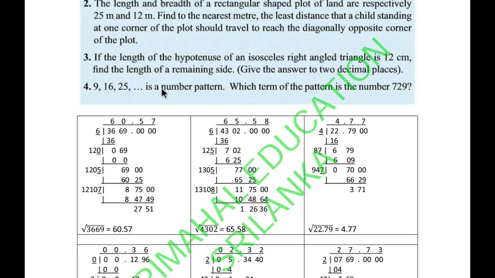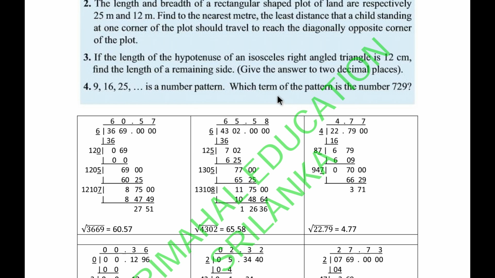Okay. They say this is a number pattern and which term of the pattern makes 729. You can identify these are square numbers, but here the first and the second square numbers are not there. They ask which term. So the first term is 9, no? So what you should do is imagine it starts with 1 and 4. Calculate the square root of 729.